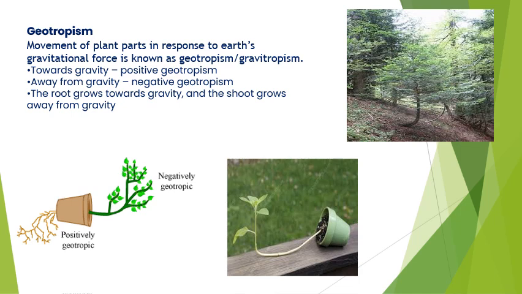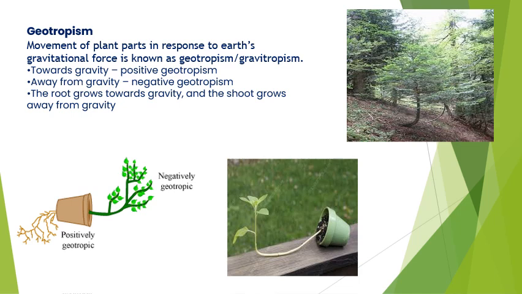So here, when plant parts grow towards the direction of gravity, such as a root growing downward into the soil, am I right or not? Root growing downward into the soil. So this is called positive geotropism.